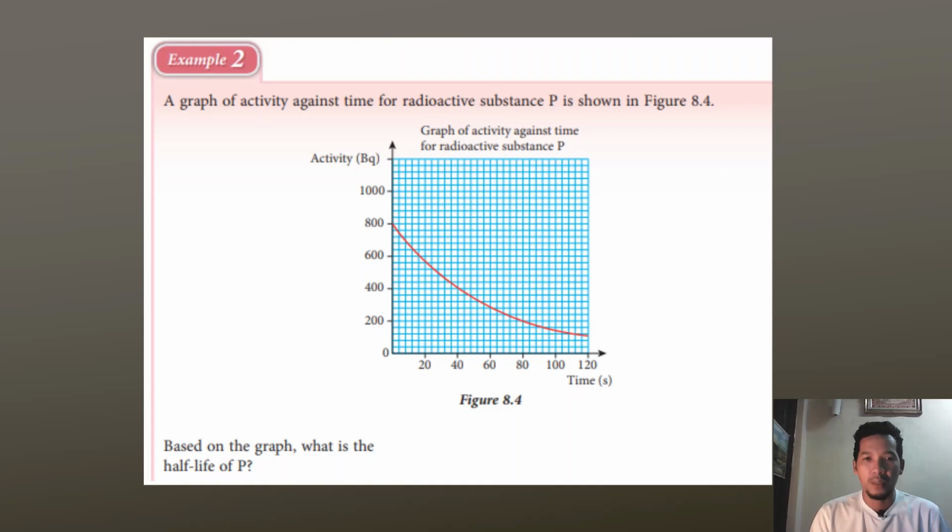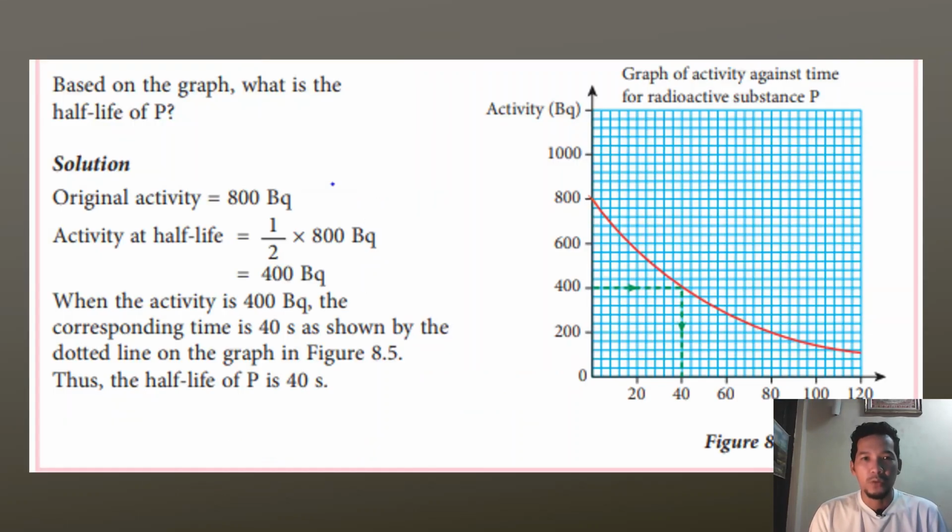Based on the graph, what is the half-life of P? The original activity is 800 becquerel. So half of 800 is 400. When the activity is 400 Bq, the corresponding time is 40 seconds as shown. So the half-life for element P is 40 seconds.